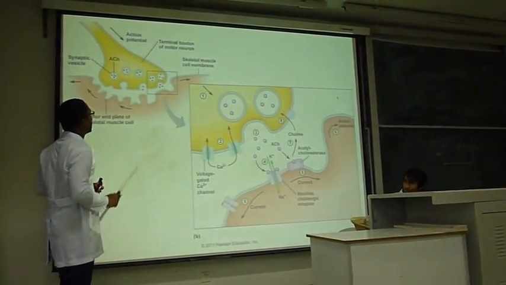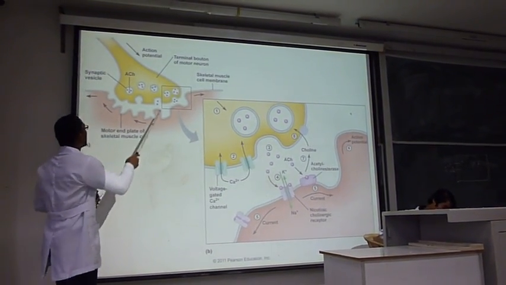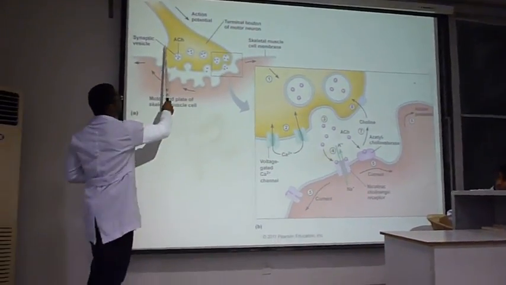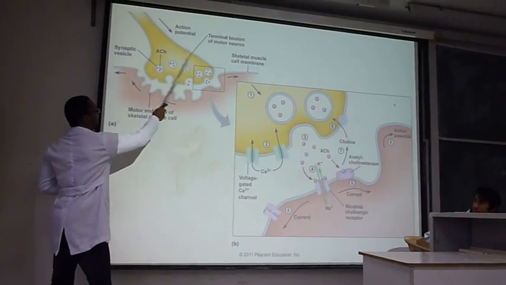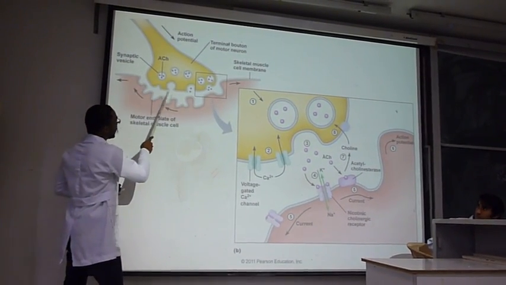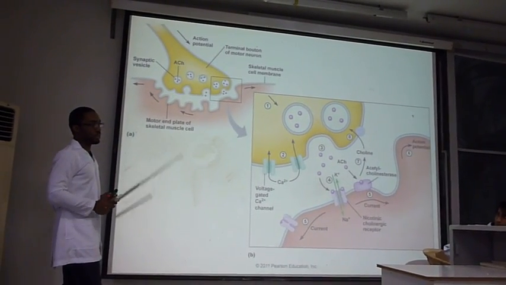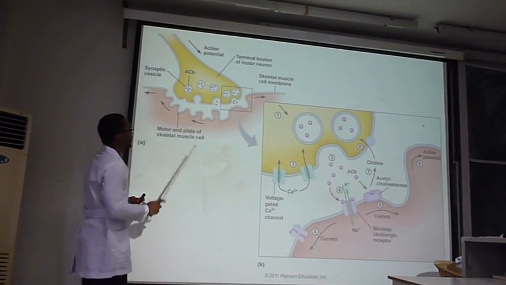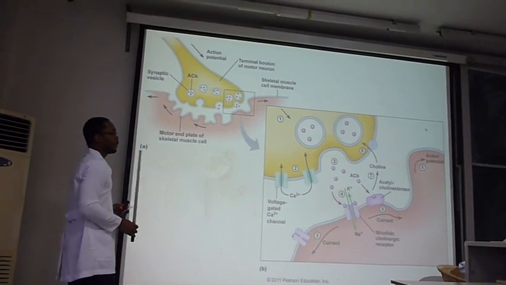First of all, I'm going to start with the components of the neuromuscular junction. We know this is the end terminal of the motor neuron. This is the presynaptic element, or membrane. The space in between is known as the synaptic cleft, or neuromuscular junction. This part here is the motor end plate, or the postsynaptic membrane.